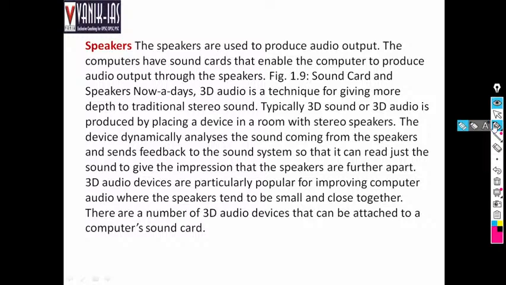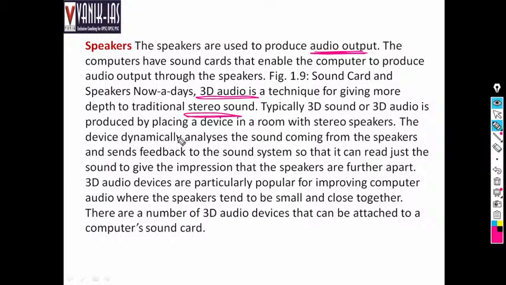The computers have cards that enable the computer to produce audio output through the speaker. So especially they are for audio output. Video output is done by the monitor. Audio output is done by the speaker. Sound card, speaker. Nowadays 3D audio technique is giving more depth. Now there is stereo sound or 3D audio.